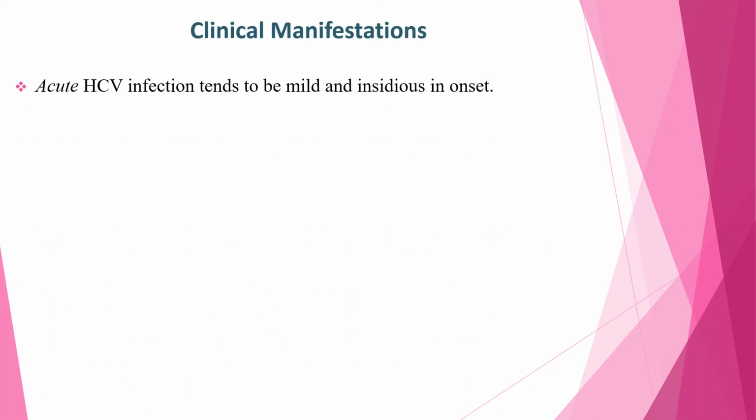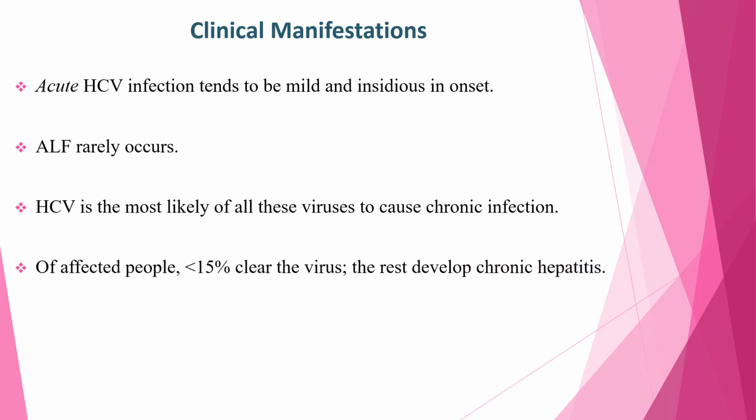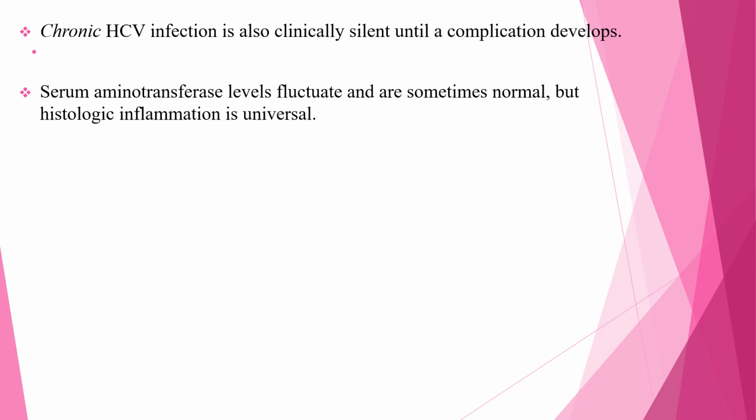When we look at clinical manifestations, acute hepatitis C virus infection tends to be mild and insidious in onset, and acute liver failure rarely occurs. Hepatitis C virus is the most likely of all these viruses to cause chronic infection. Of affected people, less than 50% clear the virus and the rest develop chronic hepatitis. Chronic hepatitis C virus infection is also clinically silent until a complication develops. Serum aminotransferase levels fluctuate and are sometimes normal, but histologic inflammation is universal.